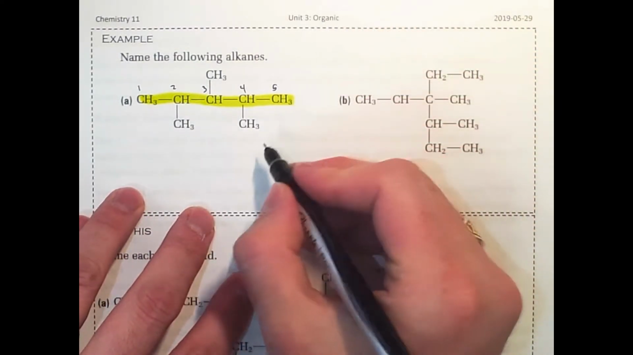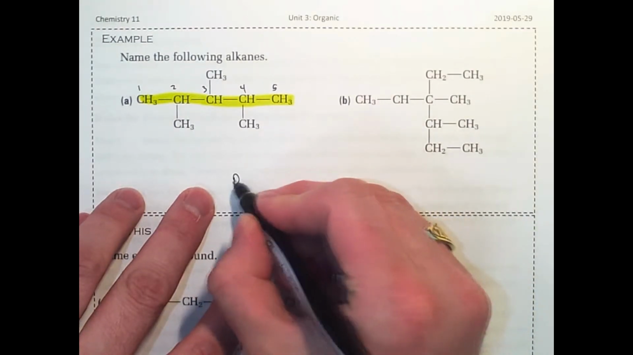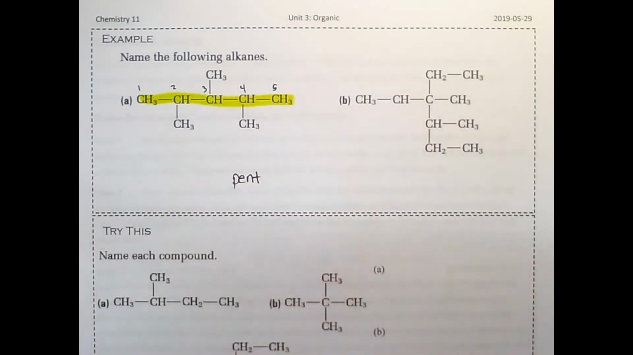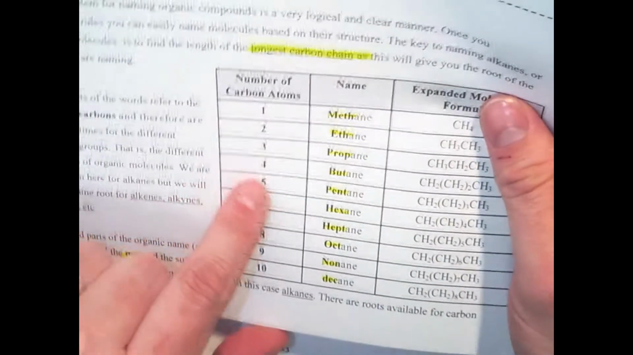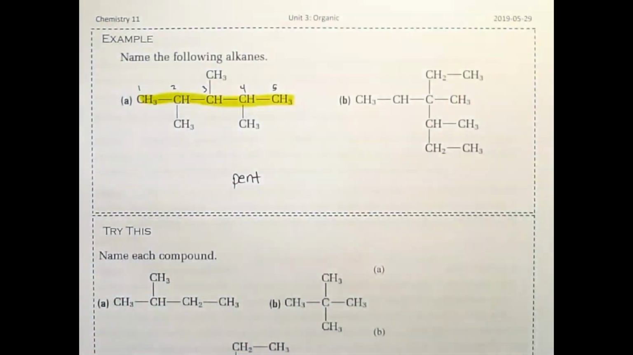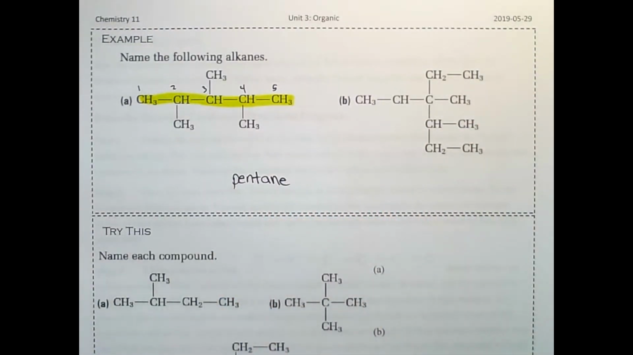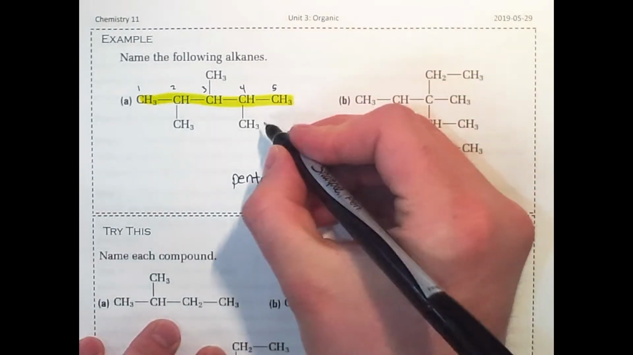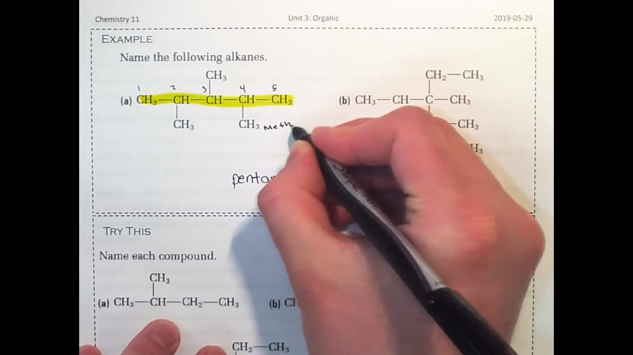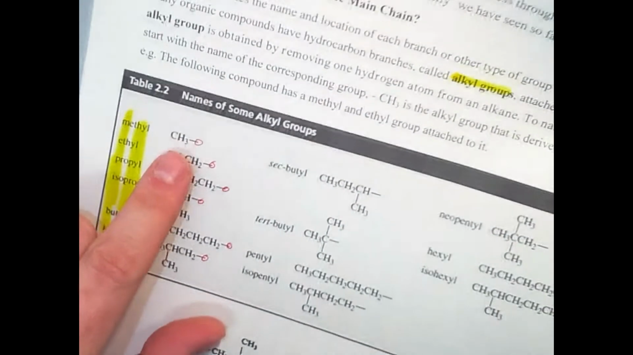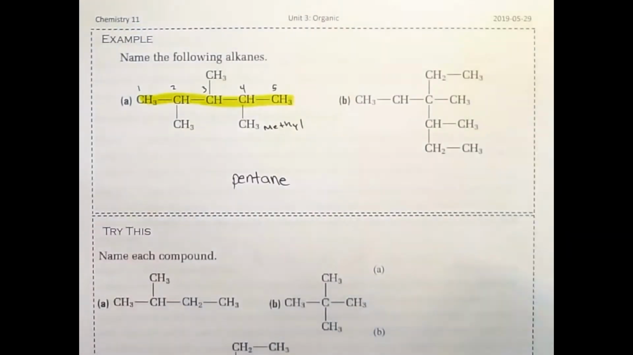We have a 5-carbon chain, so that's pent. Where I'm getting that information is from our branch chart. So I have 5 carbons, that's pent. It's all single bonds, so it's ane. It's the only suffix we have right now. Now we have to name our groups. So this is a methyl. And again, remember you have this chart. CH3 by itself is called methyl.